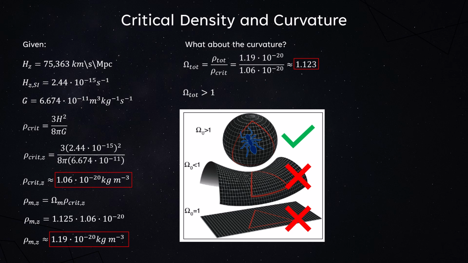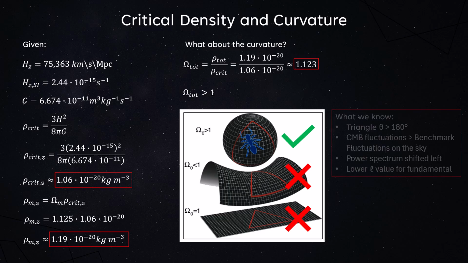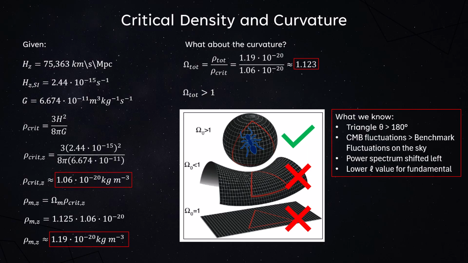Because of this positive curvature, triangles in this universe have angles summing to more than 180 degrees, which also affects the apparent angular size of features in the CMB, shifting peaks to lower l values. And just like in our yellow dig assignment with the ant on the basketball, the triangles in a closed universe have angles that add up to more than 180 degrees.